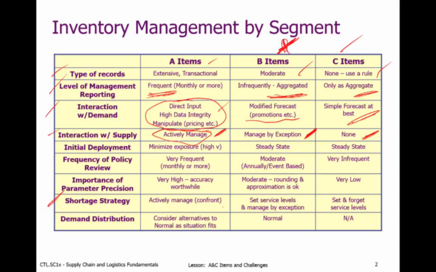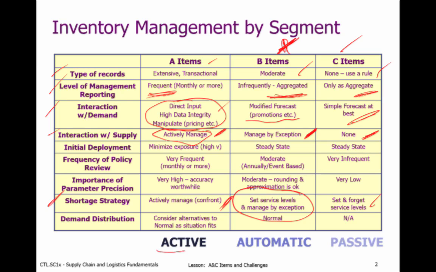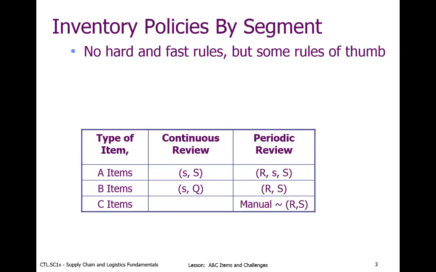And this mirrors how you manage your shortages. Actively manage and confront any shortage situation for A's. You set your service levels and manage by exception, everything we've done in the last several lectures for B items. And for C's, you kind of set and forget your service levels. You set it, you forget it, and you just periodically make sure it's not going out of control. So what policies would we use? Well, the general gist here is that we go from active for A items, automatic for B items, and very passive for C items. And so that translates into some different policies.